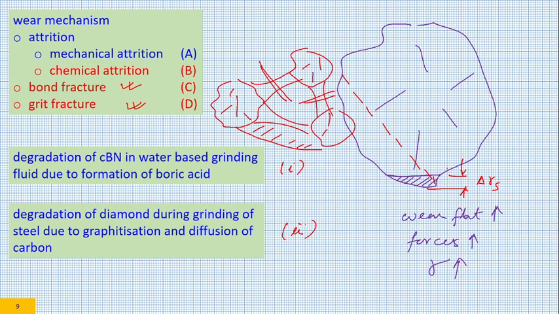The second one is degradation of CBN when you are grinding with CBN using water-based grinding fluid. Most of the time grinding fluids are water-based, that we have already discussed, but unfortunately if the temperature is not properly controlled and steam formation occurs, because of high temperature the water phase will form steam, that will chemically react with CBN and produce boric oxide, that is B2O3, and that will once again react with water and give you a chemical degradation of CBN producing boric acid. So these are the different mechanisms of grinding wheel wear.